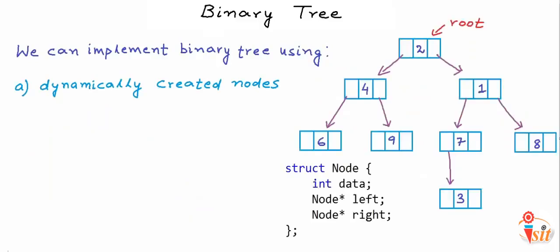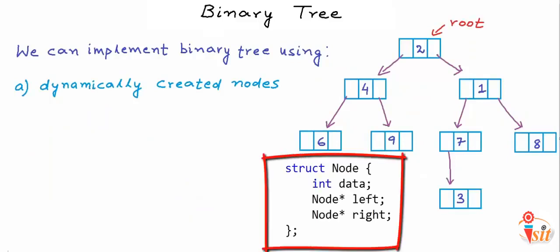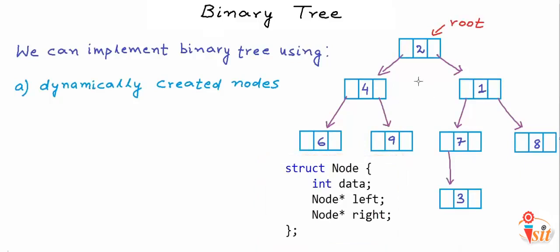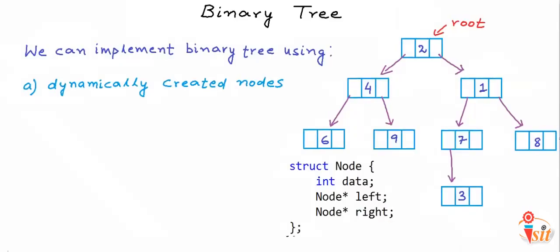For a binary tree of integers in C or C++, we can define a node like this. The data type here is integer, so we have a field to store data, and we have 2 pointer variables, one to store the address of the left child and another to store the address of the right child. This of course is the most common way: nodes dynamically created at random locations in memory linked together through pointers.